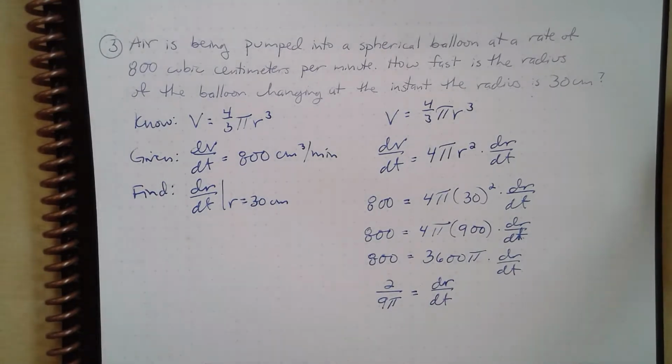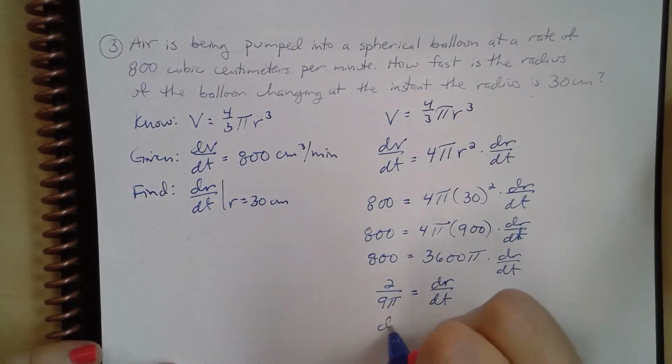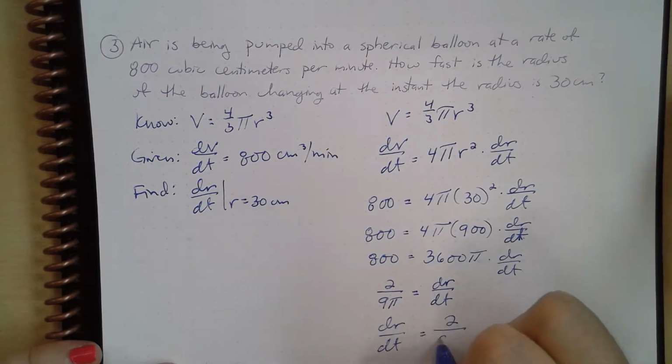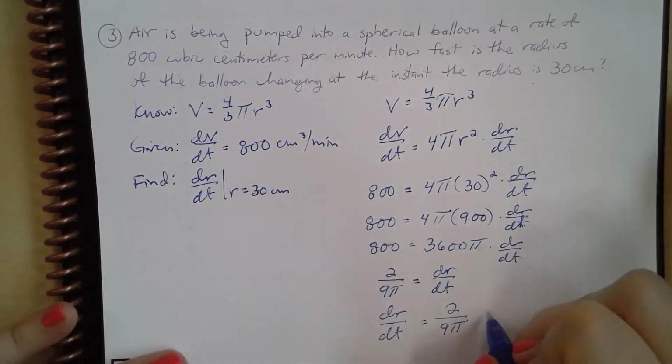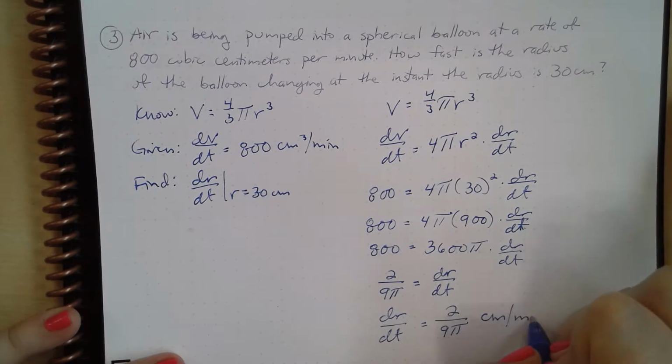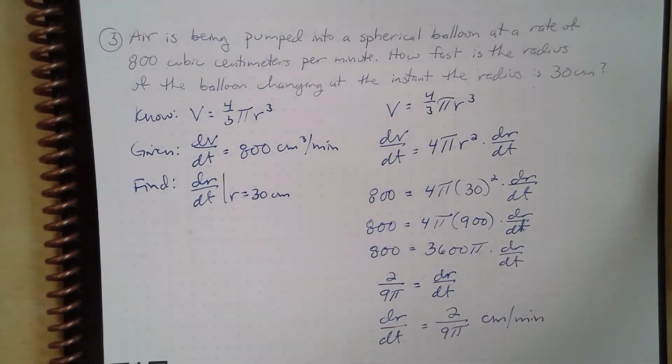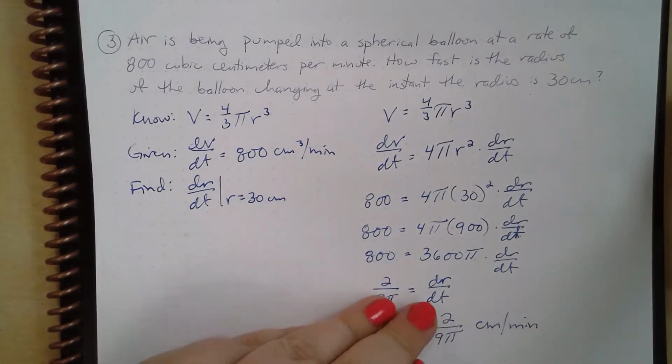And I'm not done with this. I need to rewrite it. I need to say that dr over dt is equal to 2 over 9 pi centimeters per minute, right? We're talking about the change of the radius. The radius is in centimeters, so it's changing centimeters per minute. I have to have the label there, otherwise I would not earn that point fully on the AP exam. All right, let's do another one.